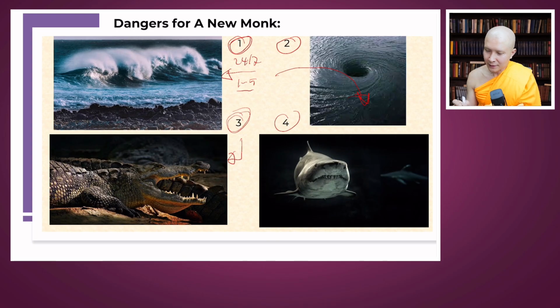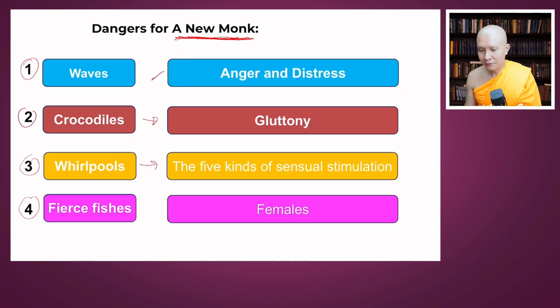Okay? And the last one is the fish, the shark. When we swim in the ocean, if you see a shark, you need to come out. The shark may bite you and then you may die, you may get hurt, right? So in this case, what the Buddha referred to, the fish is woman. It's woman. What's wrong with woman?